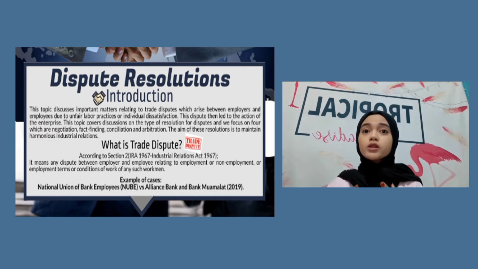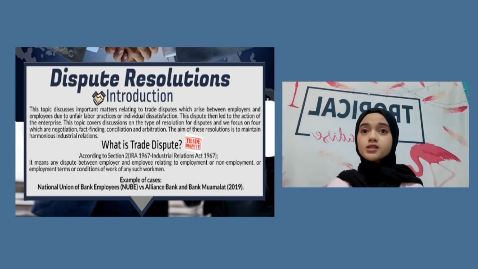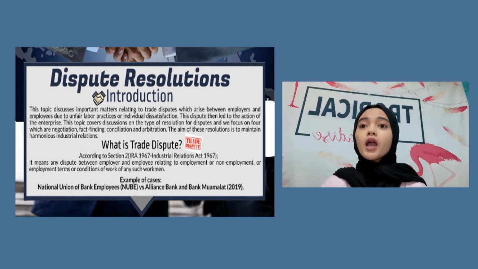Then this topic will cover the types of resolution for disputes, and we focus on four, which are negotiation, fact finding, conciliation, and also interpretation. The last one is that the aim of this resolution is to maintain a harmonious industrial relationship between employers and employees. And then I'm going to explain the definition of trade dispute.